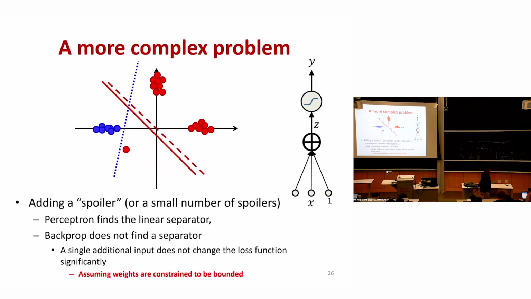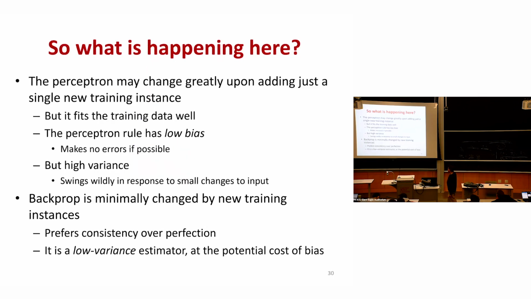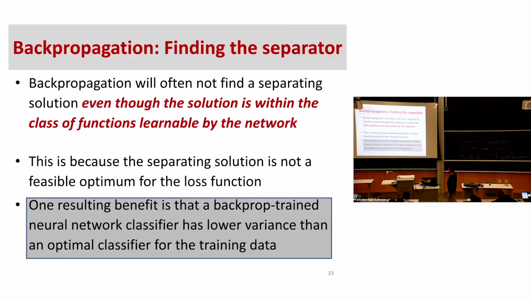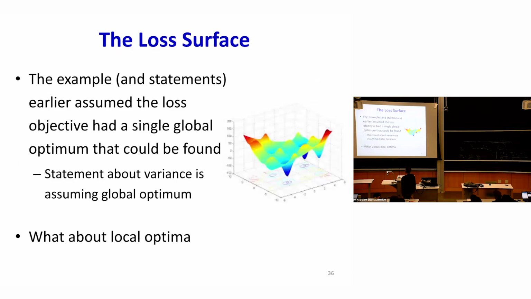We'll see more of this in a few classes from now, maybe in the next lecture or the one after that. Okay. So can somebody answer this question for me? True or false? False. Okay. Thank you. Right. Minimizing the differentiable loss function will not minimize classification error.